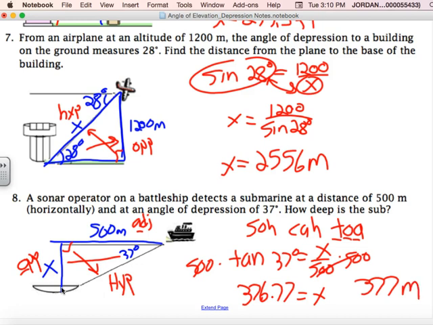Again, make sure your calculator is always in degrees when you're doing these. And be sure that you pay attention to which sides you're using to know which trig function to use. Use SOHCAHTOA to figure that out. It'll help you a ton. All right, go ahead and practice these next couple on your own, and we'll go over them.